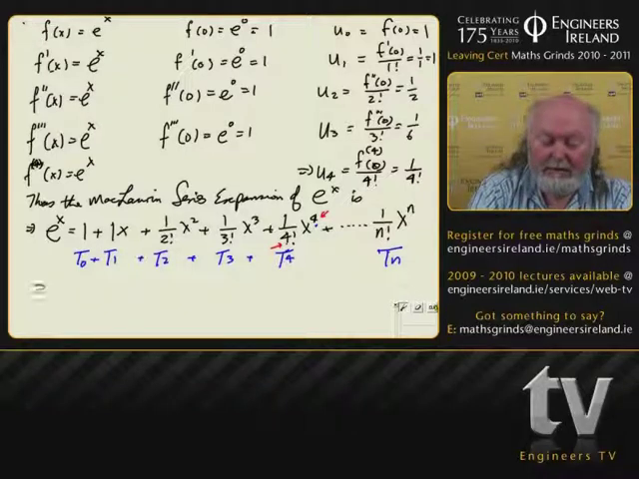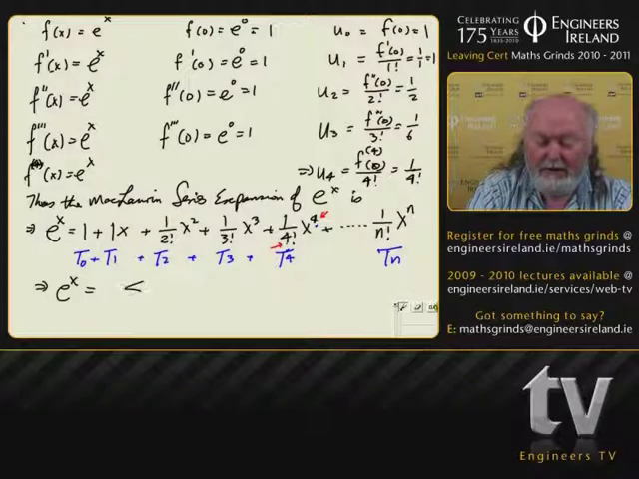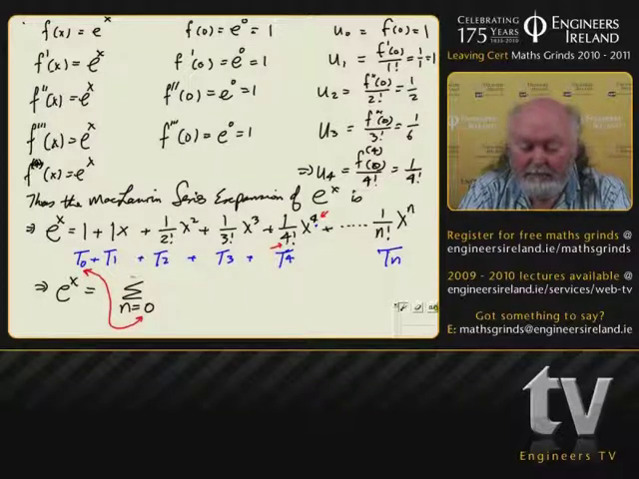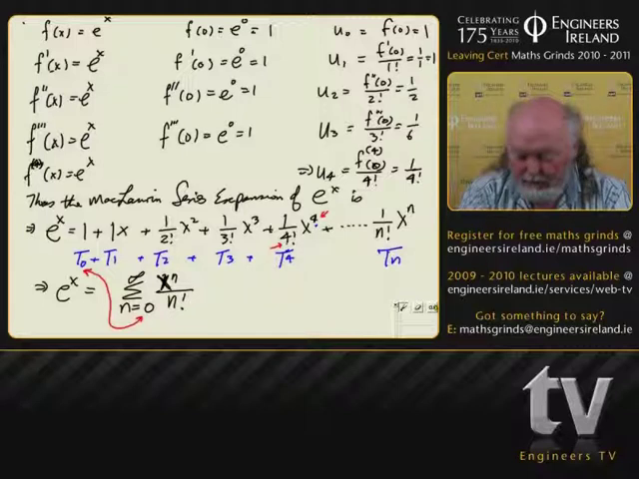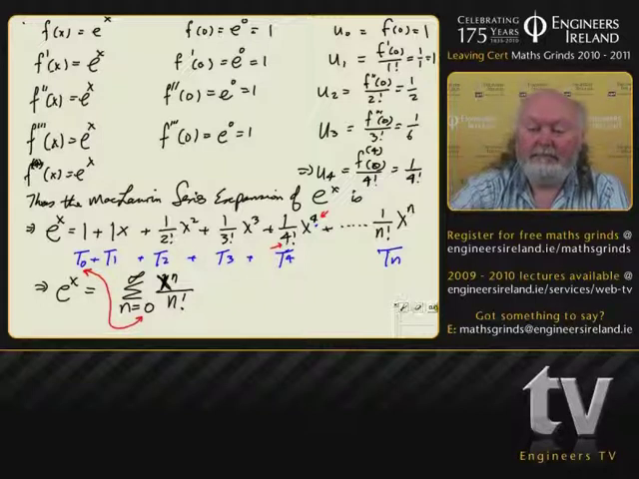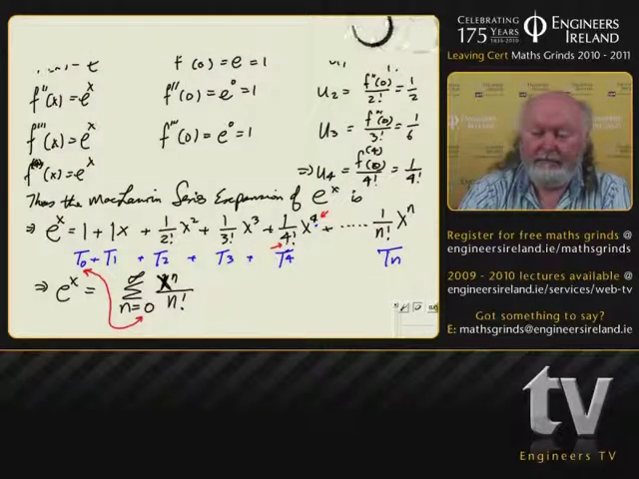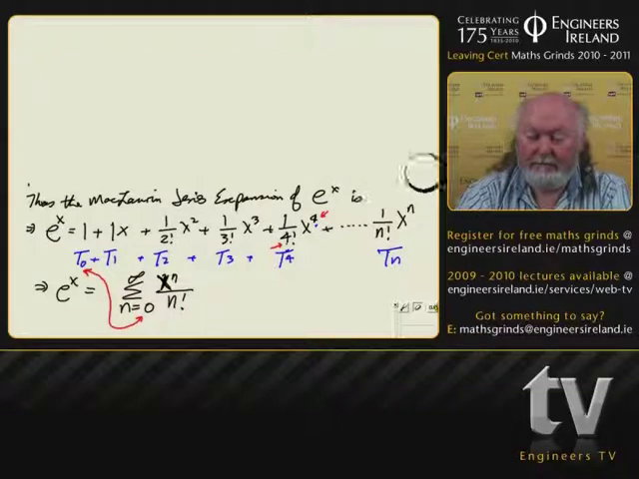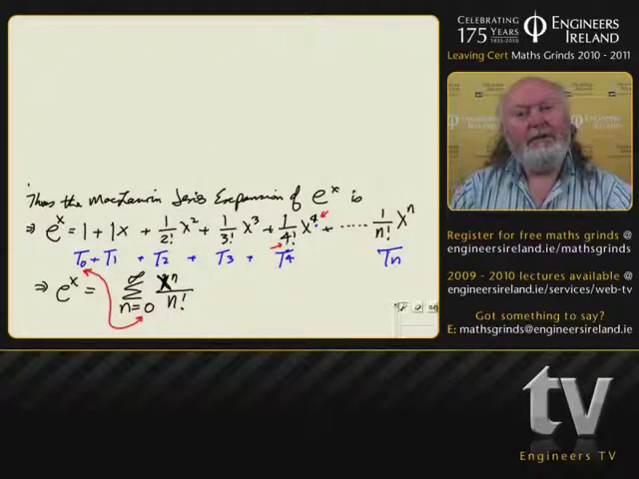We can also say that e to the x is now equal to the sum as n goes from 0 up to infinity of x to the n all over n factorial. The next and obvious question: does it converge?